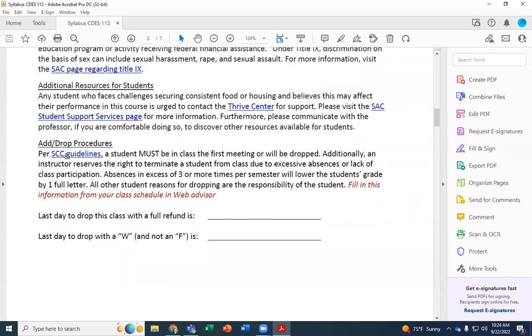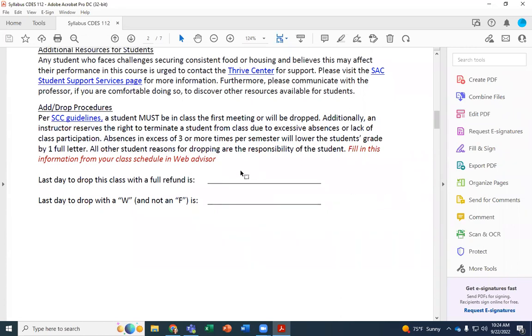And then for add drop procedures, I left SEC's guidelines in here, but they're the same as Santa Ana College. I'm supposed to drop you if you didn't show up for class on Canvas day 1. And so here's Thursday, and I put the line in the sand for 6 p.m. tonight. So this is where I'm asking for class participation. The last day to drop this class, I did print this out, and weirdly, it's different than my other class. I printed it out, but where can you find this?